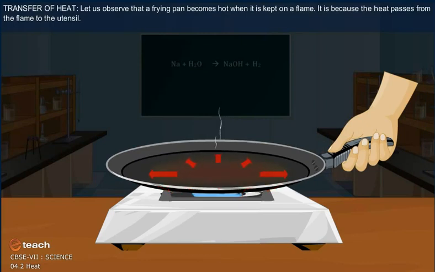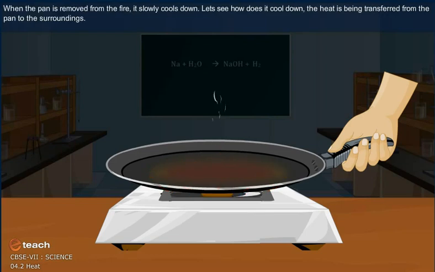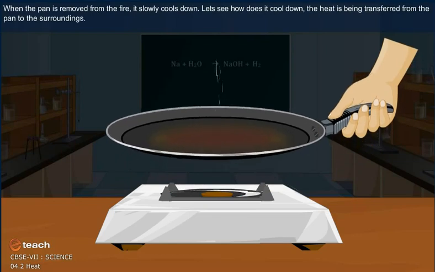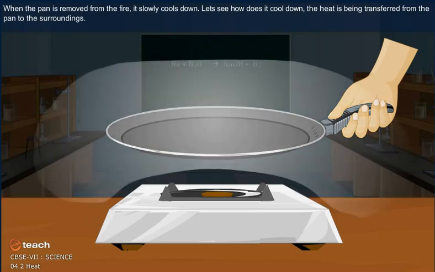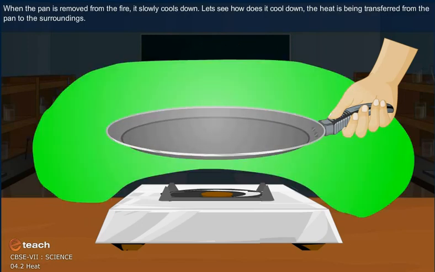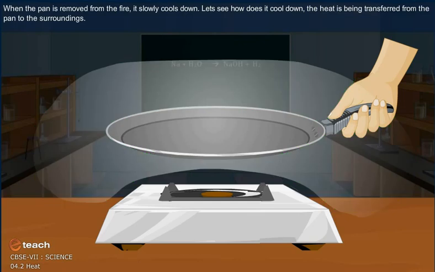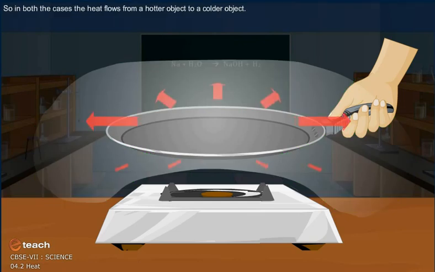It is because the heat passes from the flame to the utensil. When the pan is removed from the fire, it slowly cools down. Let's see how it cools down. The heat is being transferred from the pan to the surroundings. So, in both cases, the heat flows from a hotter object to a colder object.